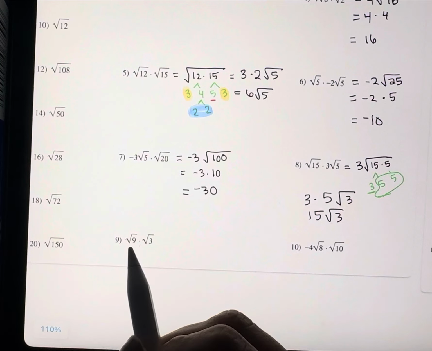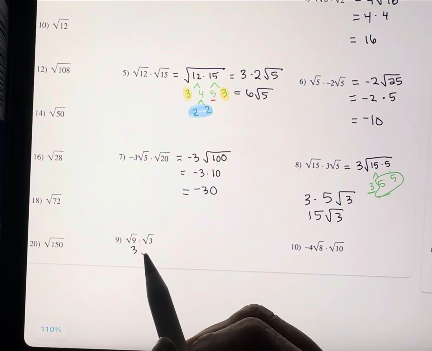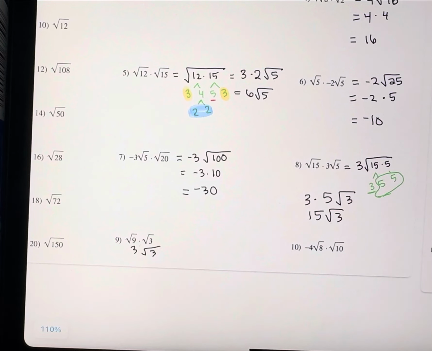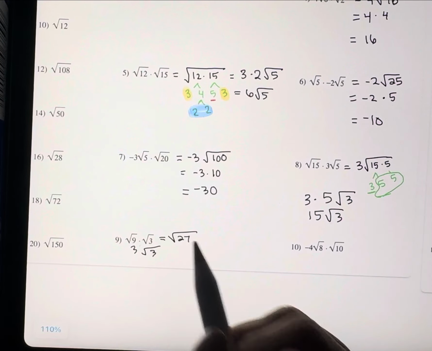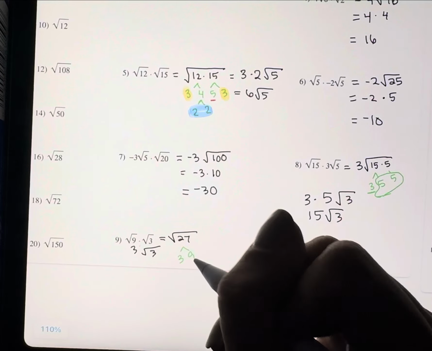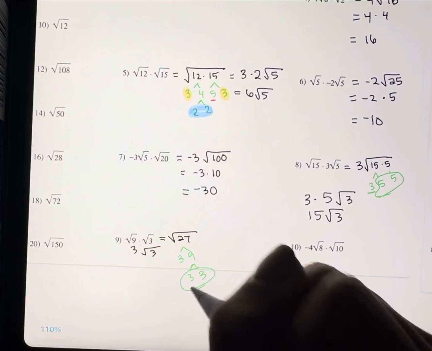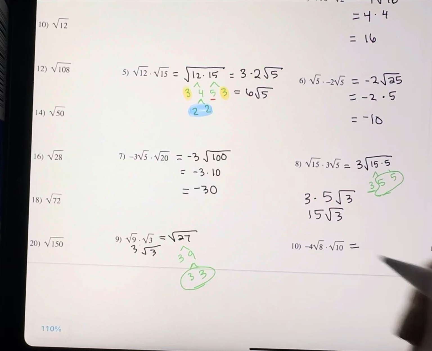In this problem, I noticed that the square root of 9 is just 3. So this is 3 rad 3. Easy peasy. If you didn't notice it though, no problem. You would have multiplied these two to say square root of 27, but then you would have done a factor tree and given me the same answer. Okay? So don't worry about the way you do it.